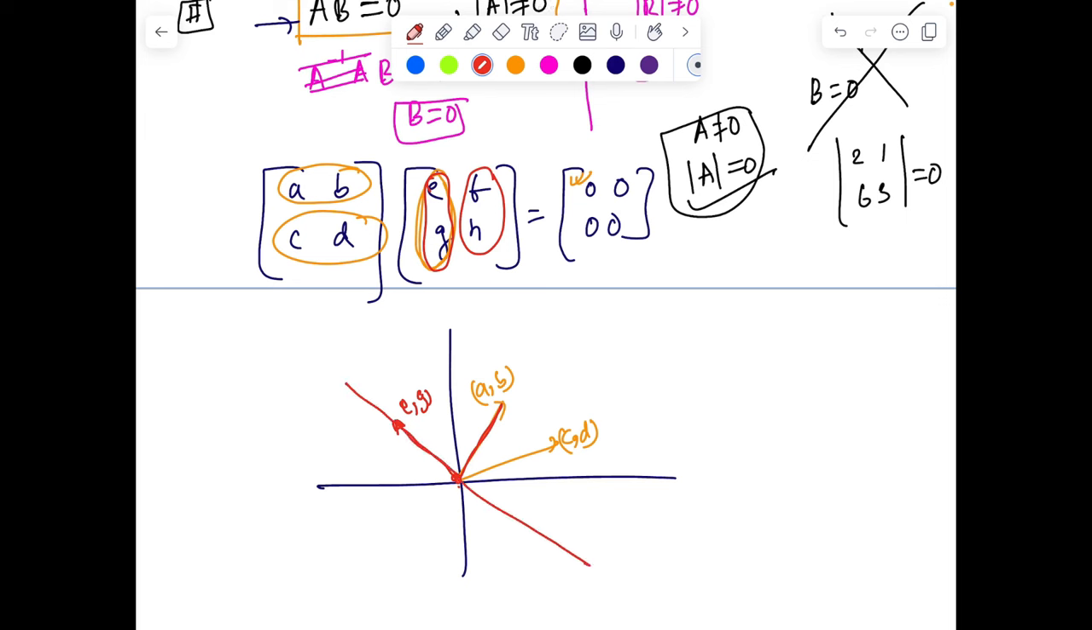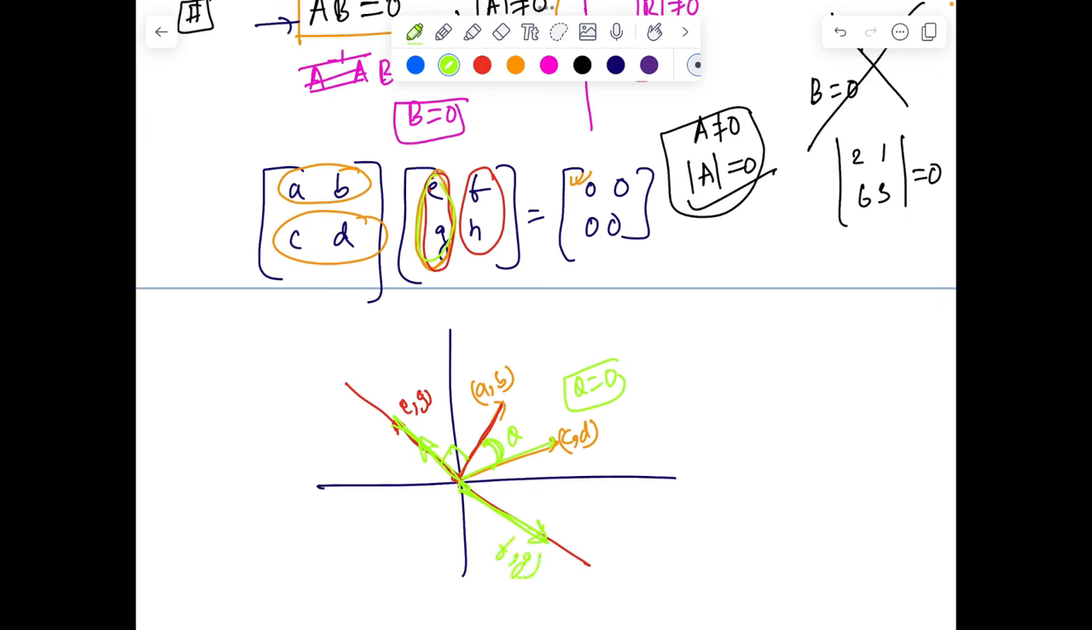We also want (A, B) to be perpendicular to (F, H), so it must be along this line somewhere, right? We want (C, D) to be perpendicular to (E, G). Now see, if (C, D) is perpendicular to (E, G), and (A, B) is also perpendicular to (E, G), it means that for the particular vector (E, G), if both vectors are perpendicular to it, then the angle between (A, B) and (C, D) must be 0. So theta must be 0.